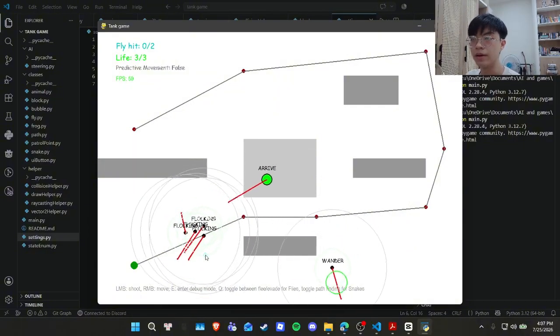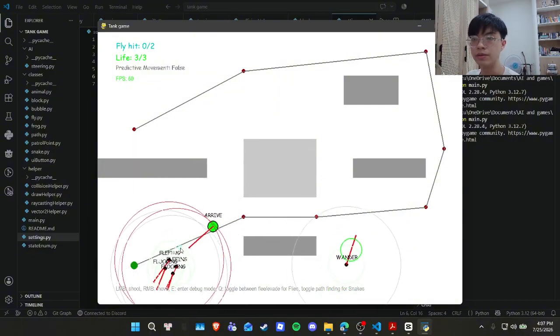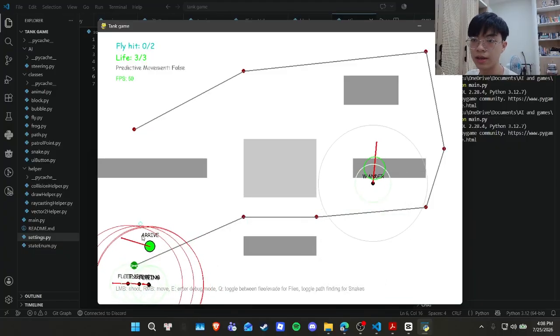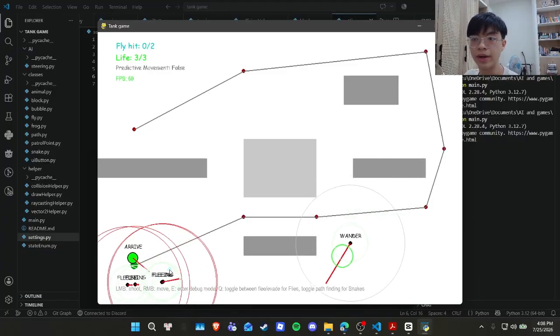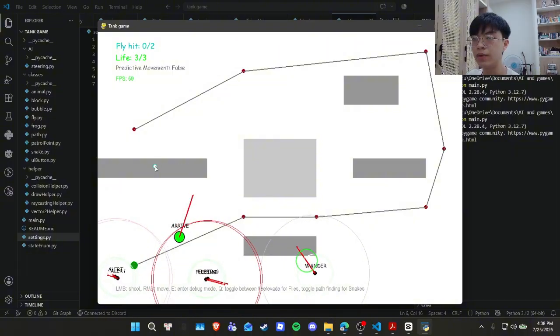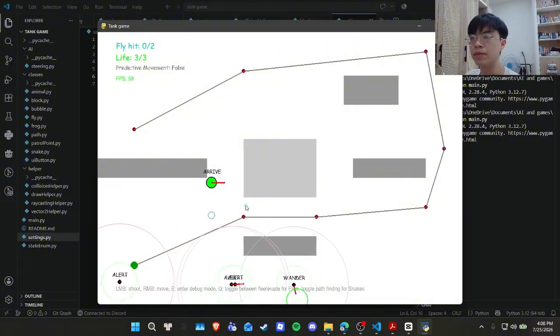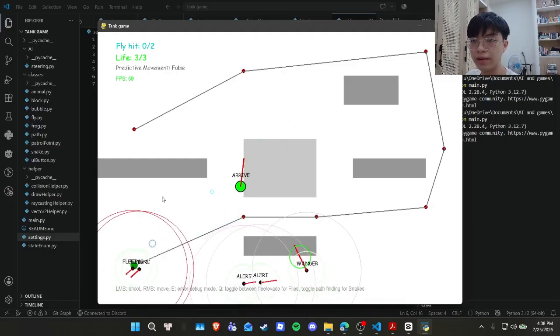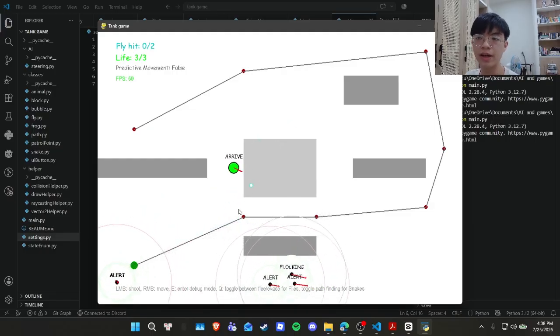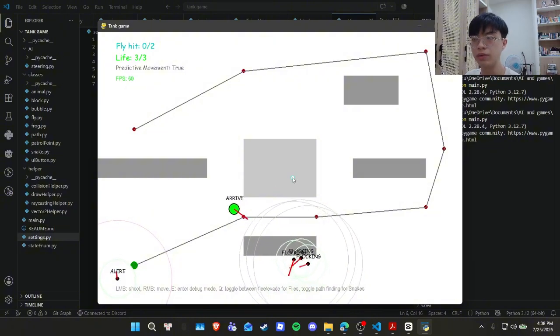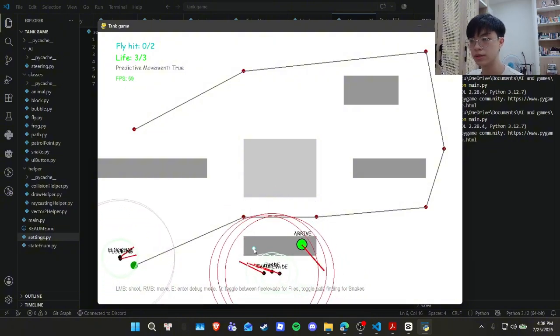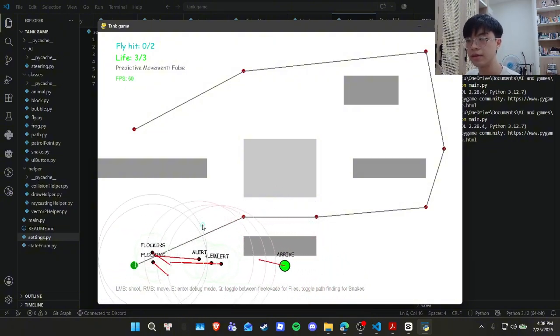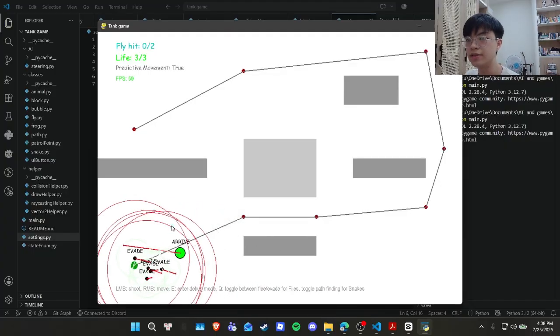If we get into the alert zone, they will begin to flee away. This also applies to the bubble. When it gets inside the zone, they will flee. And we can change between fleeing and evade by pressing Q. So, evade and fleeing, and as you can see, they have a really different behavior.